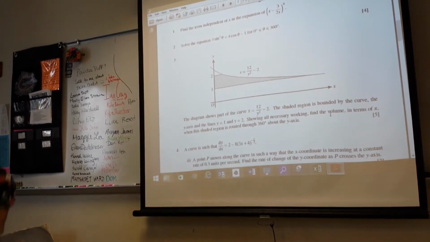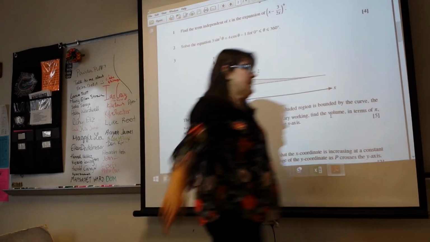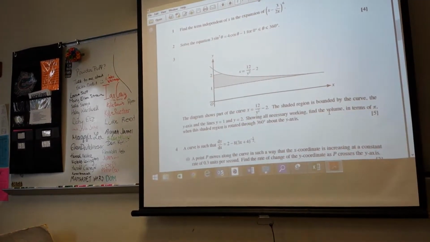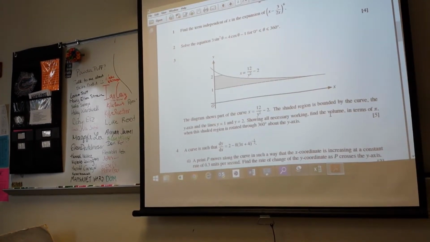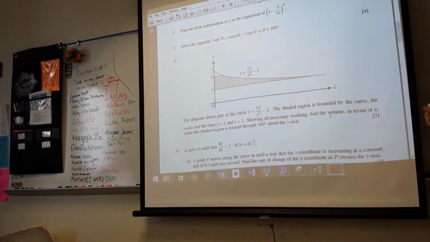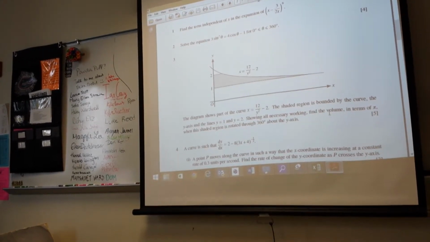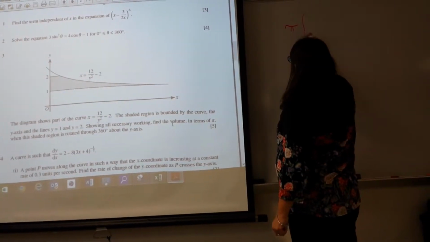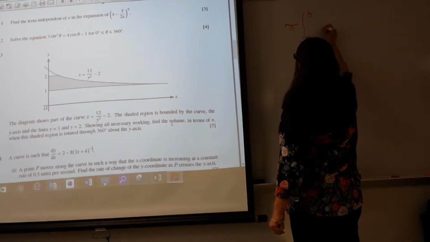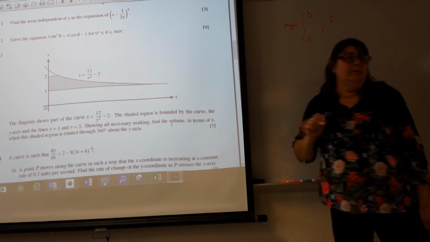When the shaded region is rotated 360 degrees about the y-axis. So, it is a washer, right? Yes. Everything must be in terms of y. And there's no hole. It already says it. They really did that for us. So we know it's pi integral from a to b of r squared.